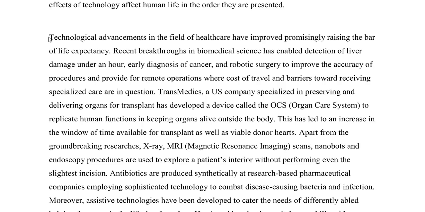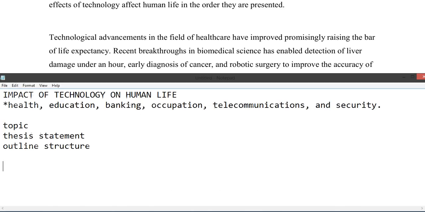Okay, what is this? Technological advancements in the field of healthcare have improved promisingly, raising the bar of life expectancy. So what is this trick? This is the first paragraph of the body, or you can say the second paragraph of the essay. What is the body? The body is the message you are going to give. What sort of a message? You are going to give a message of how technology is impacting human life in terms of health, education, banking, occupation, telecommunications, and security.